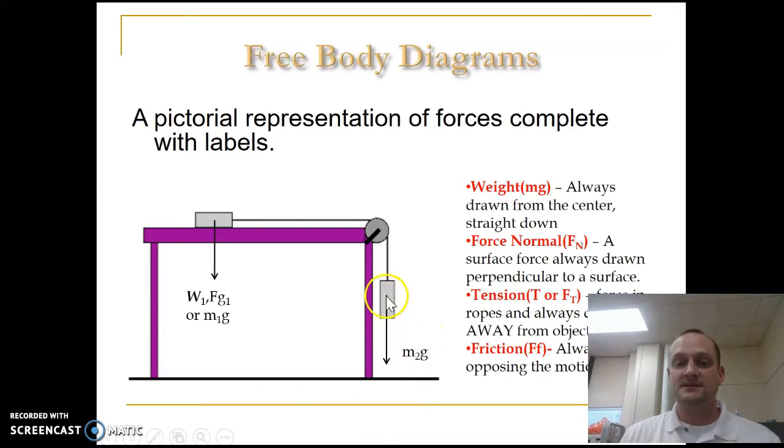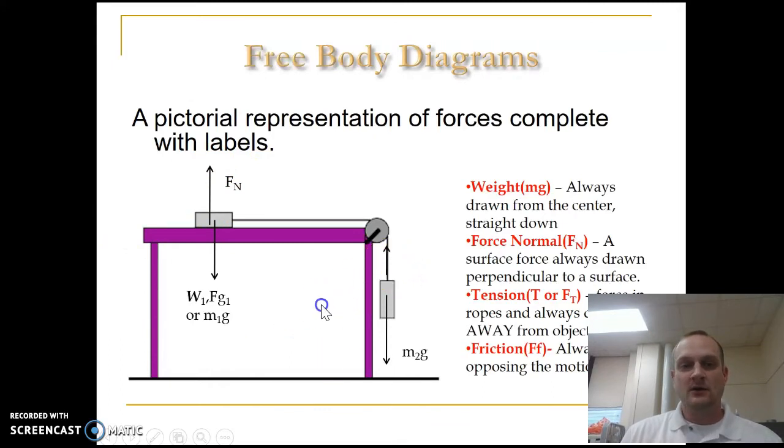So this is the weight of this object. This is the weight of this object. Now, this one's sitting on a table, right? So if gravity's pulling it down, something needs to be holding it up. That's what the normal force is. So the normal force always acts perpendicular to the surface. The surface is horizontal, so the normal force is going to be pushing upward.